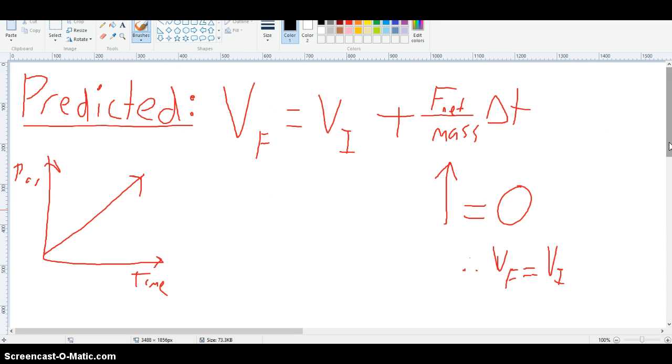The predicted formula states that the net force of the object is going to be 0. Basically, this will not change the final velocity, and the initial velocity will be equal to the final velocity in the end, which will give us this nice linear line.